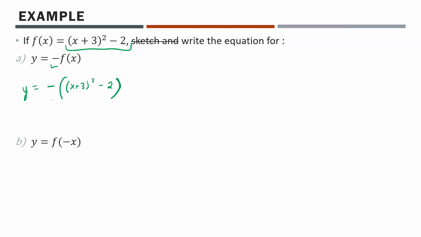If you want to be even fancier with this, by all means, you can be. You can take this negative and just bounce it here. So this would be negative (x plus 3) squared, and then the negative would also bounce to the -2, so it would make it plus 2. That's about as far as we can go with it, though.